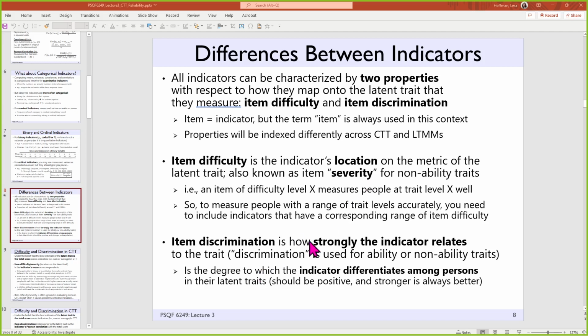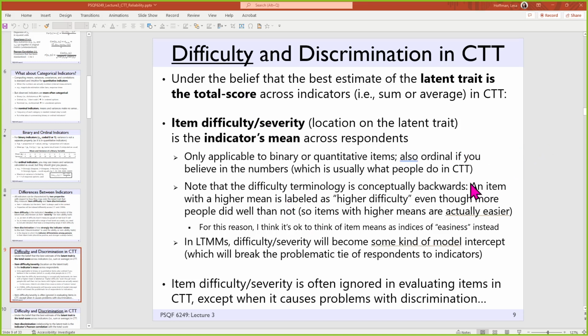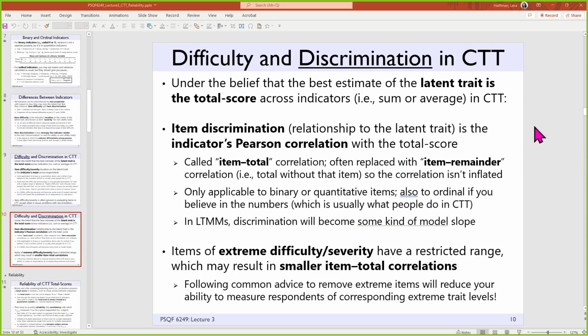Item discrimination, on the other hand, we talked about briefly, is the correlation of that item with the total score, excluding that item. I have an example planned for the end of today in which we can look at real data, a scale development project that I was involved with as a grad student, and look at these statistics across different packages.